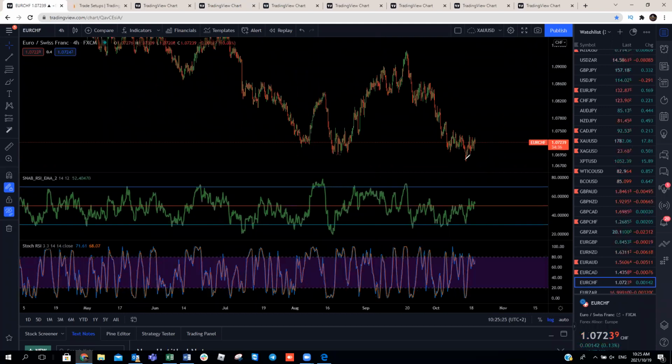Euro Swiss, 1, 2, 3. We'll look for this to continue lower. Slight push to the upside and then continuation to the downside. Let's watch how this corrective structure plays out.